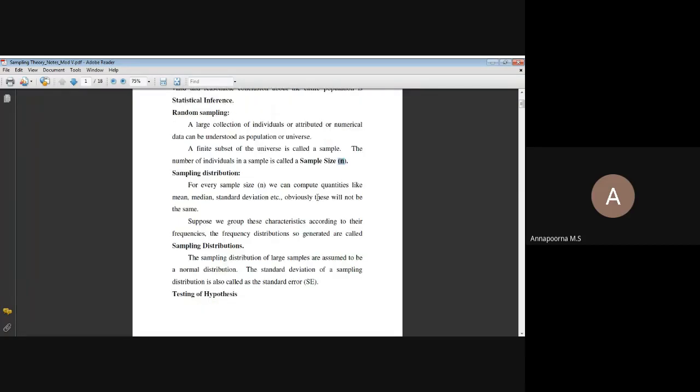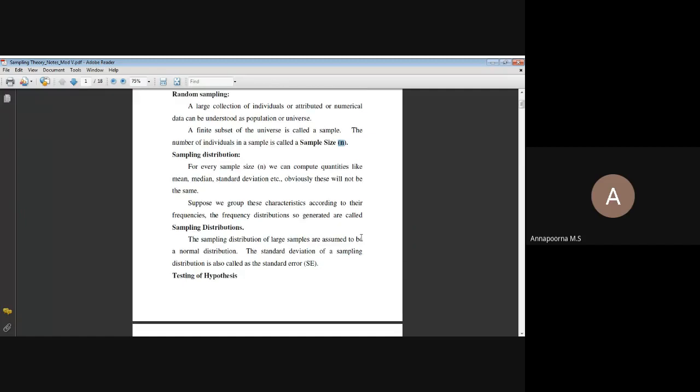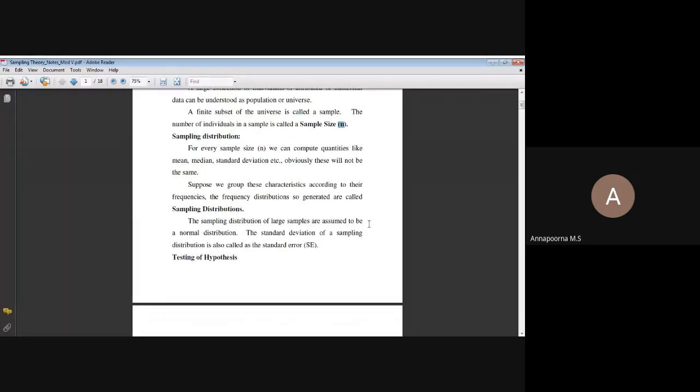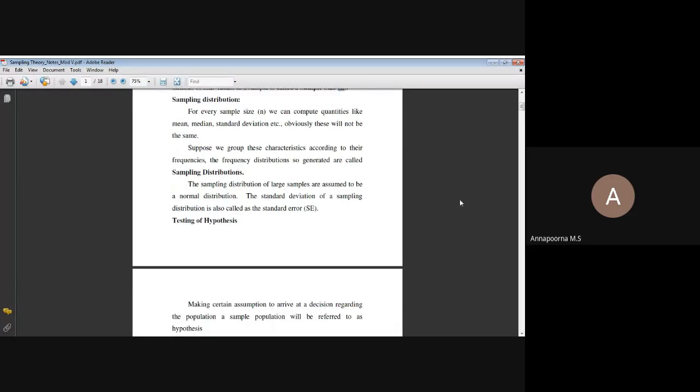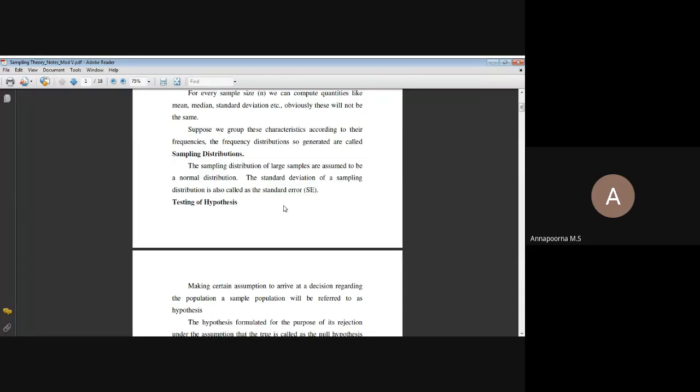So after this, what is the sampling distribution? Sampling distribution is nothing but a frequency distribution generated by the characteristics of different groups. Okay, so that frequency distribution, we call it a sampling distribution. In order to learn these sampling distributions, we need to learn some basic definitions. Okay, so let us learn those basic definitions.